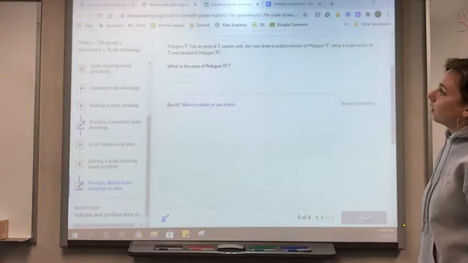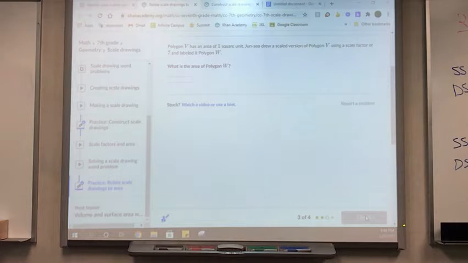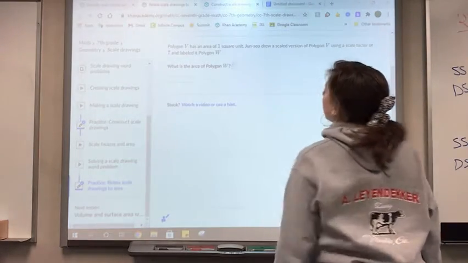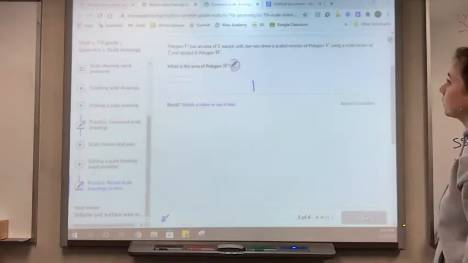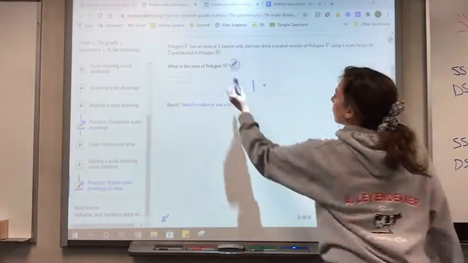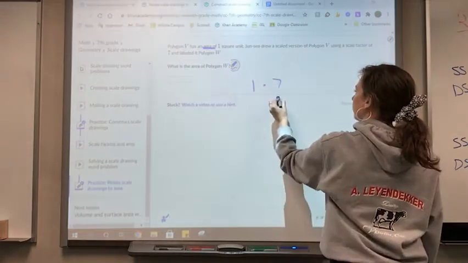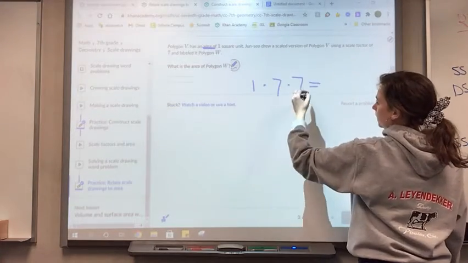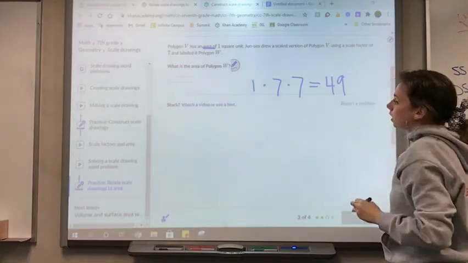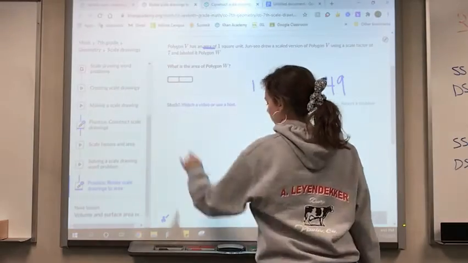All right, our next question, polygon V has an area of 1 square unit. Jun Seo drew a scaled version of polygon V using a scale factor of 7 and labeled it polygon W. What is the area of polygon W? So we know that we have an area of 1, and then it has a scale factor of 7. And we are dealing with area again. So we multiply by the scale factor twice. So 1 times 7 times 7. 1 times 7 gives us 7 times 7 equals 49. So our area is 49.